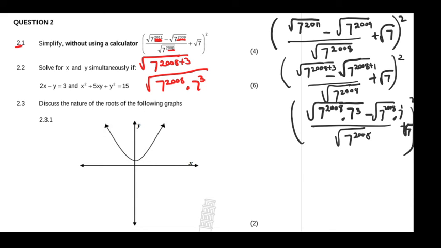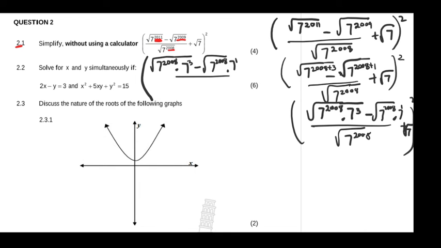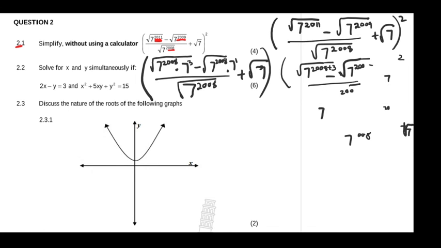I'm going to rewrite this properly here, so that you're able to see what I did. So it's the root of 7^2008, right, multiplied by 7 to the power of 3 minus the root of 7^2008 multiplied by 7 to the power of 1 divided by 7^2008, it's all inside the root, plus the root of 7, right? So what's common here? It's 7 to the power of 2008. That's what's common. So what we're going to do is this.